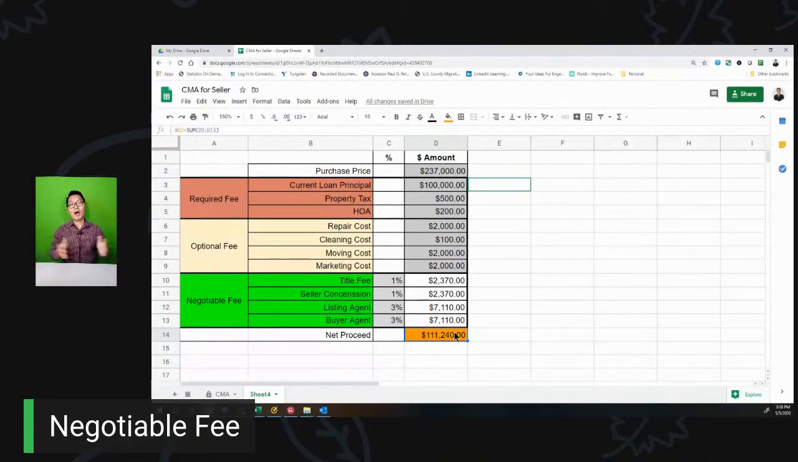So, is it a good time to sell or not? This is a good start for you to think about it. Look at the number, look at the bottom line to see whether it makes sense for you to sell the house or not.